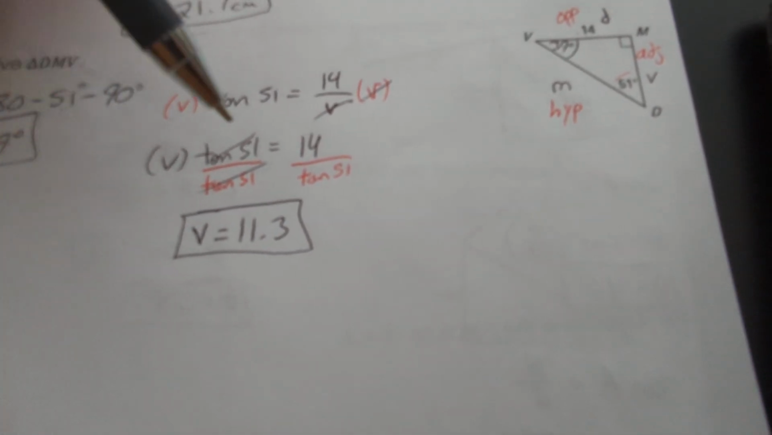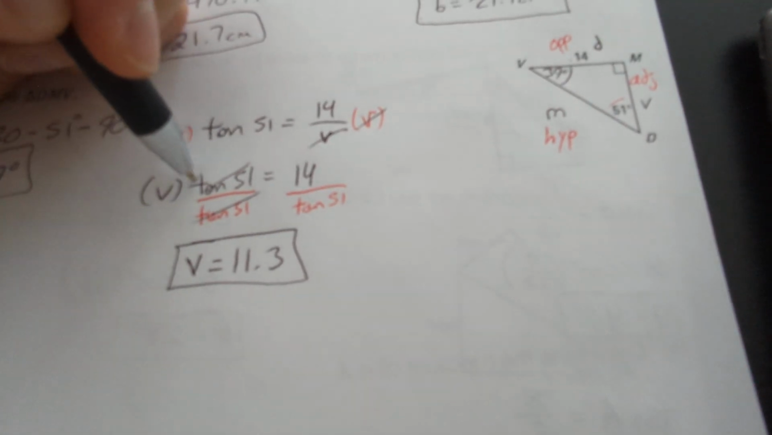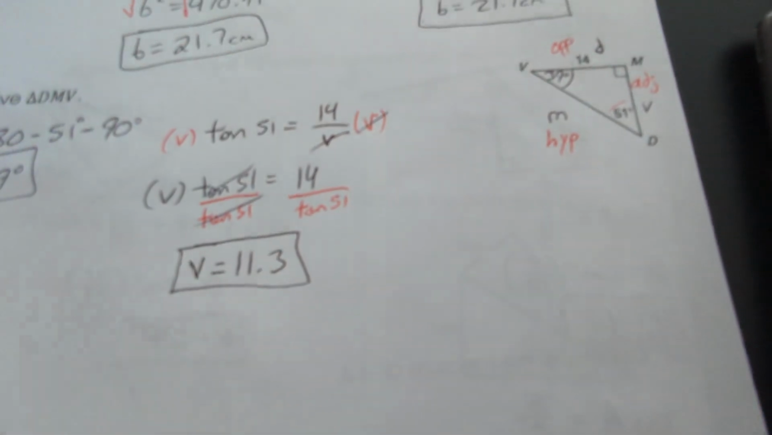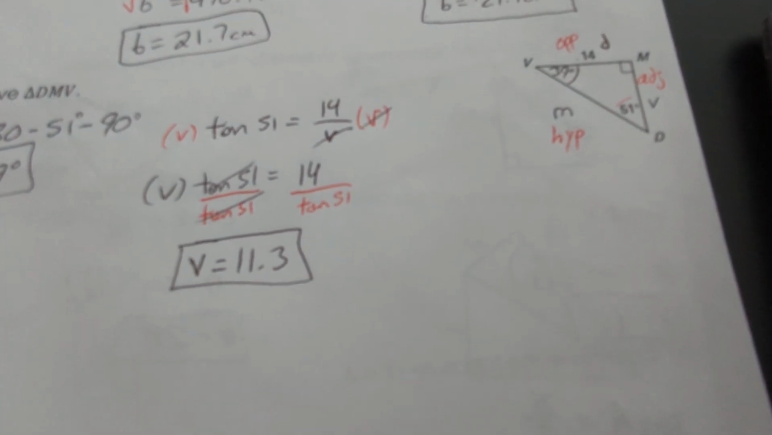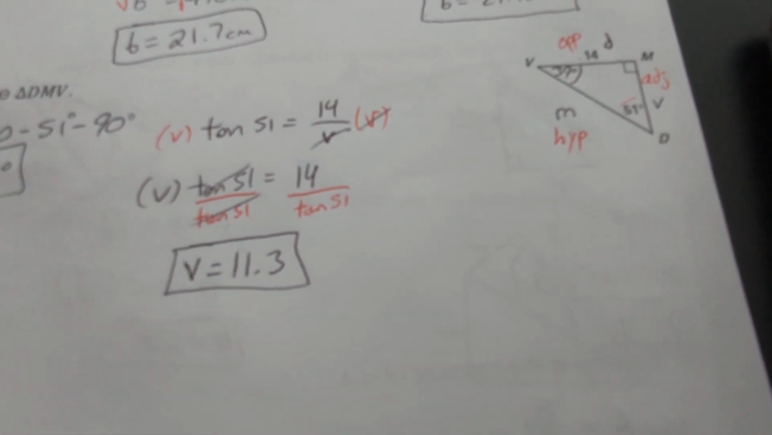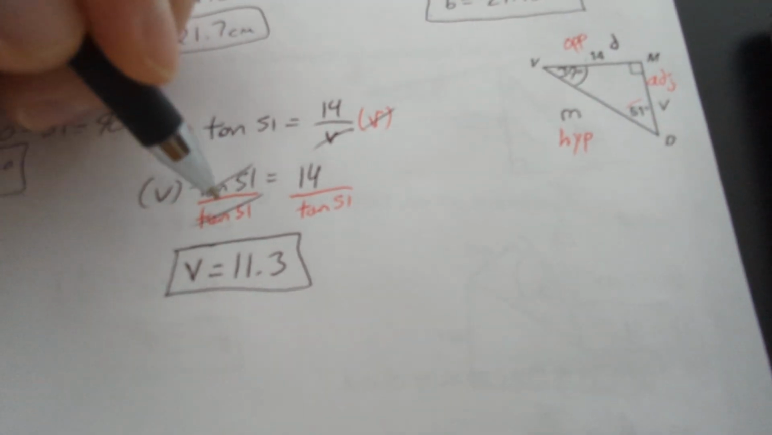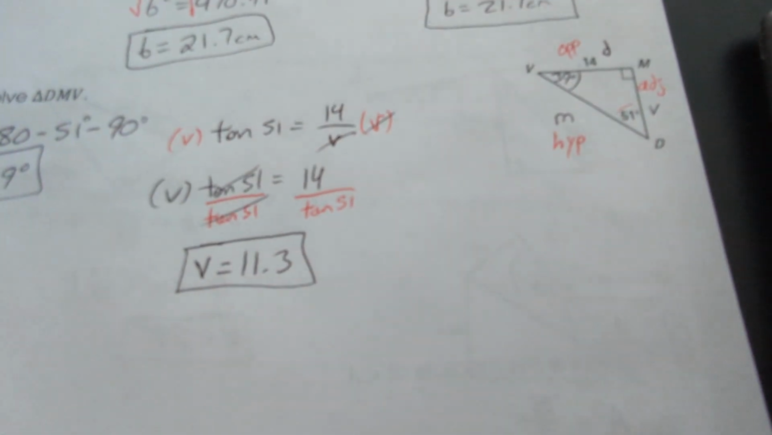And I want to point this out. When we're dividing by the whole tan 51, we can divide. We only do the inverse tan if we're finding an angle. Only if we're finding an angle. Here we're finding a side, so we can just straight up divide by tan 51, and that's totally fine.